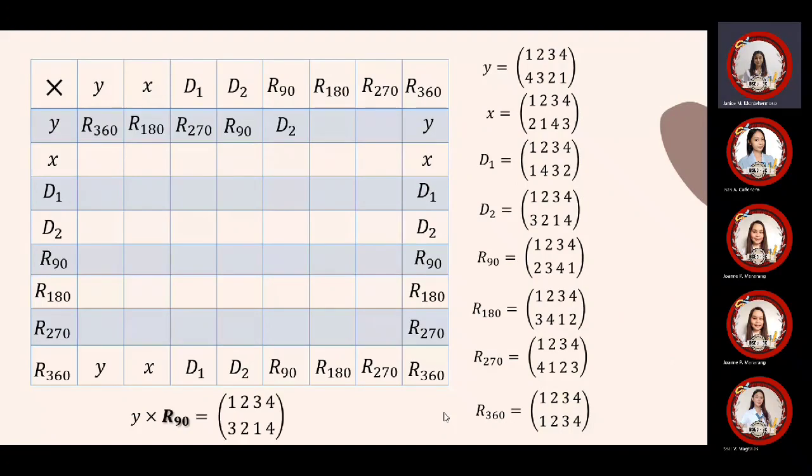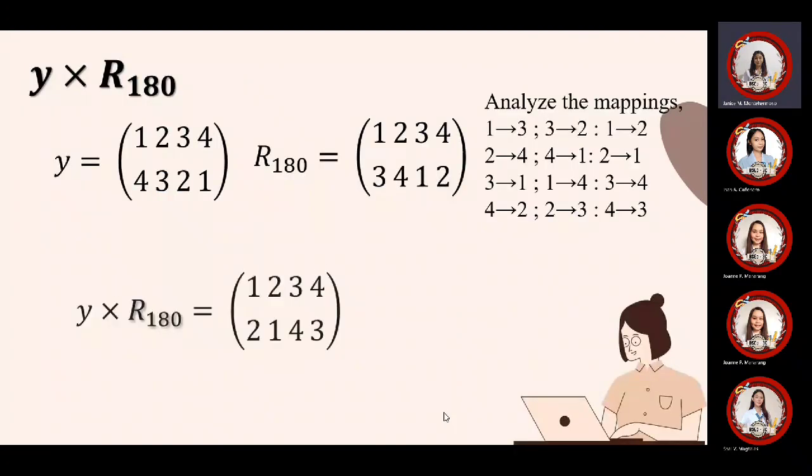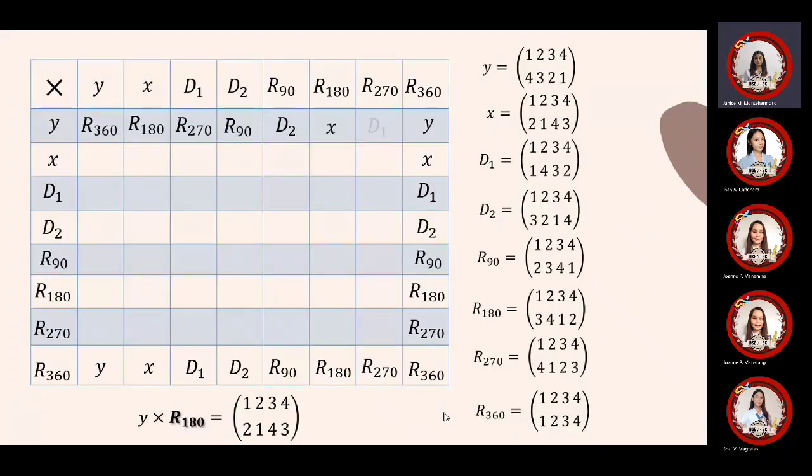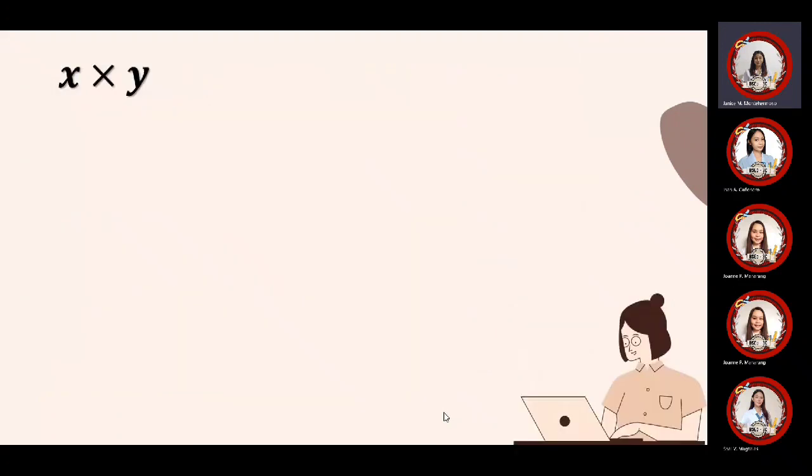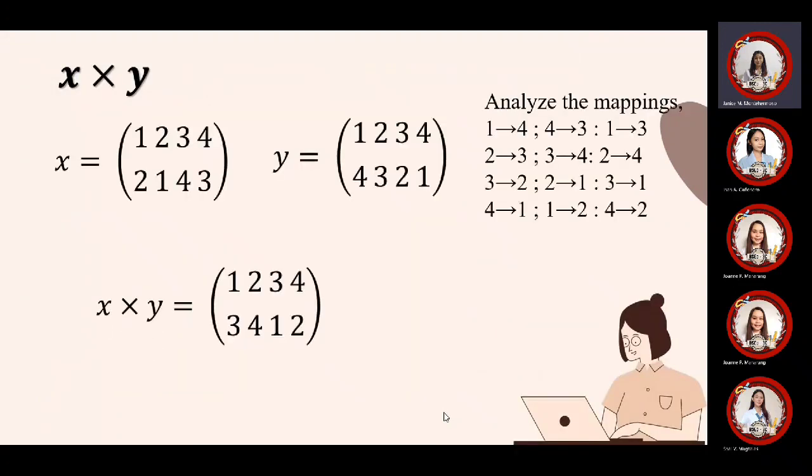Next, we have y times R180, which is 1 maps to 2, 2 maps to 1, 3 maps to 4, and 4 maps to 3. It is also our x. So in the first row, all that's missing is D1, so I just placed D1. Next, we proceed to the next row, which is x multiplied by y.